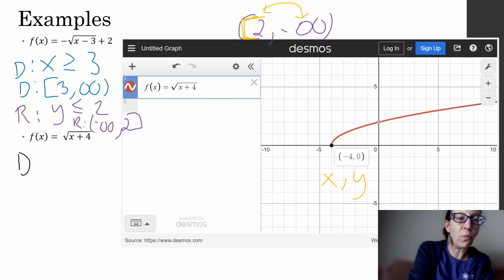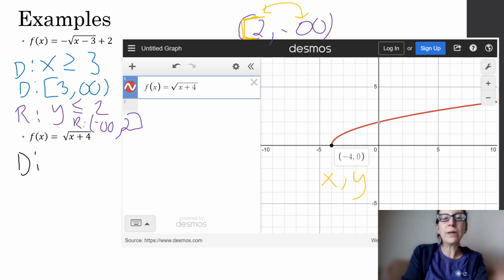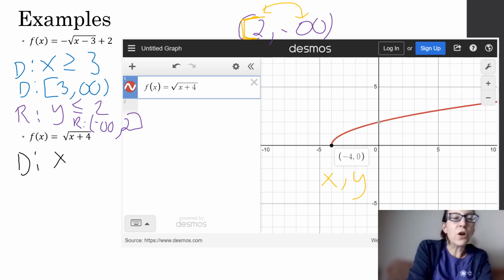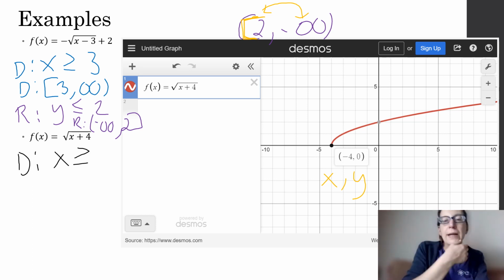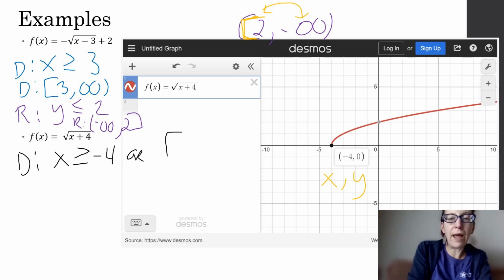I'm just going to note which direction it goes. So once again, it's going to the right. If it's going to the right, that's where x is greater. And so we would have x is greater than or equal to negative 4. In interval notation, that would mean you're starting at the negative 4 and you're going to go up to infinity.